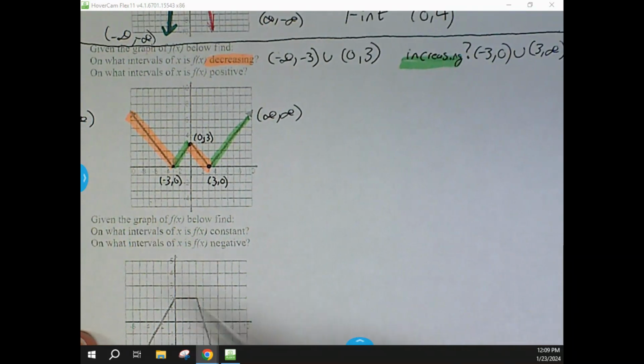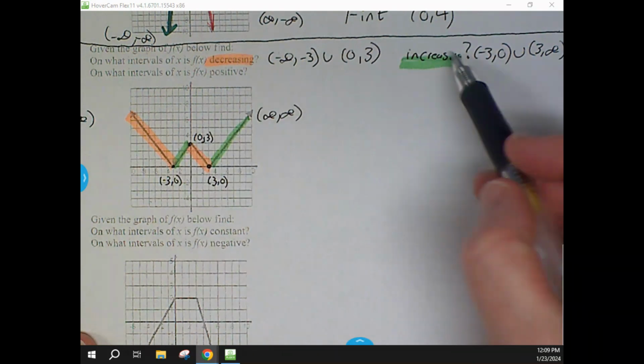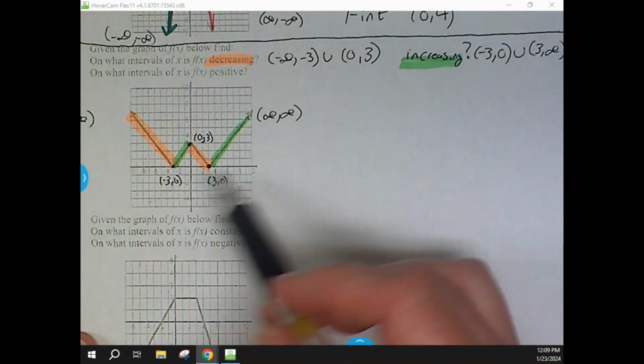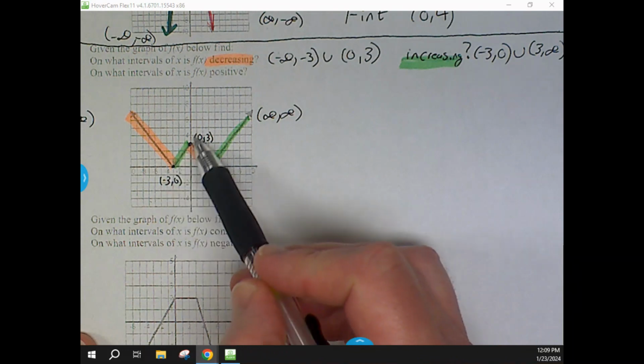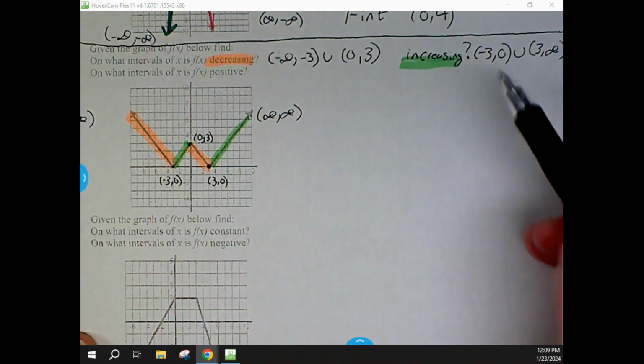Okay, so again, there's the decreasing part where it's going down. There's the increasing part where it's going up. And again, if you can just name the points, just tell me the x values from -3 to 0 for the increasing, and then 3 to infinity for that part.